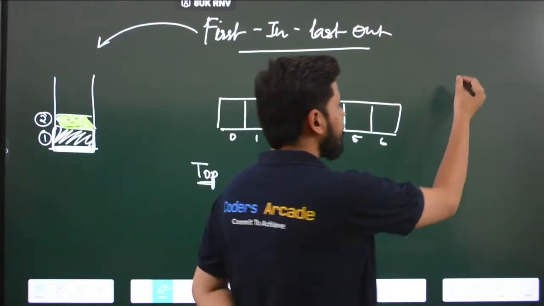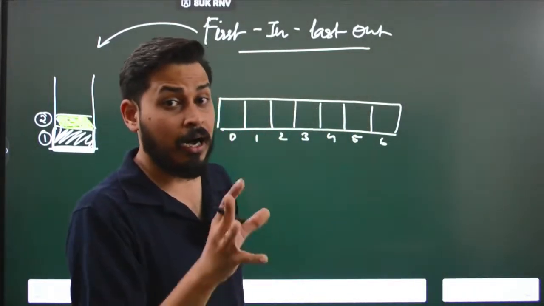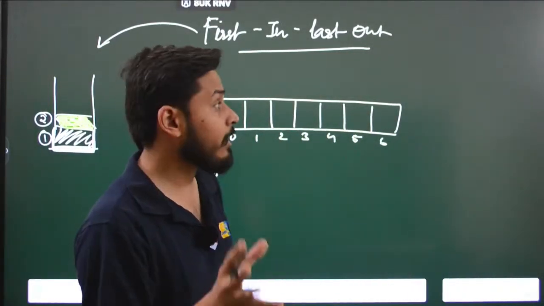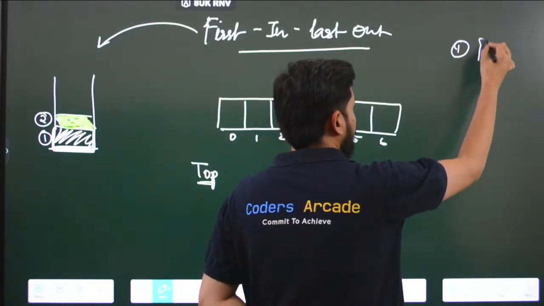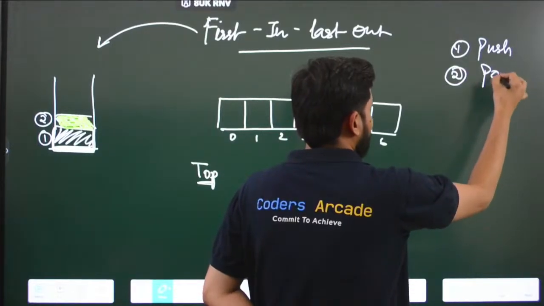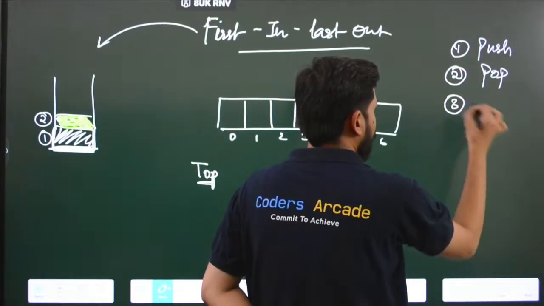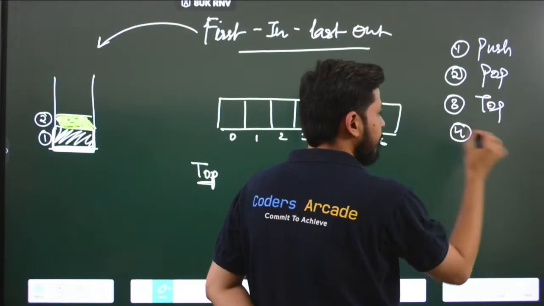Because you see, the default inbuilt functions which are useful in arrays and which are actually used are, there are 4. Number 1, we have push operation. Number 2, we have pop operation. Number 3, we have top operation. And number 4, we have empty operation.